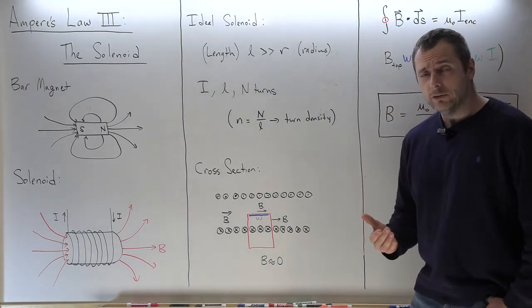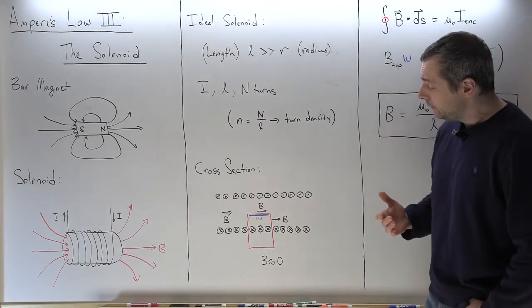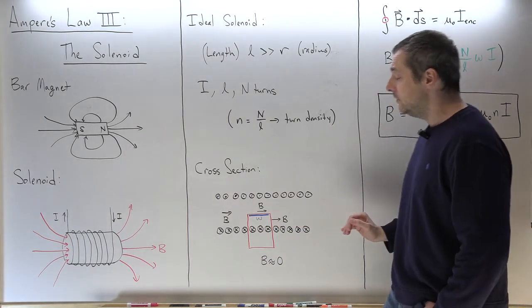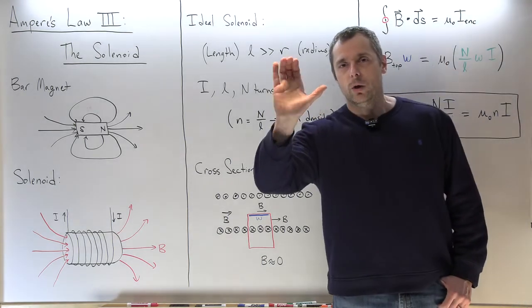Now, how do we figure out the direction of the magnetic field? First of all, it's either going left or right inside the solenoid. We use this right-hand rule.